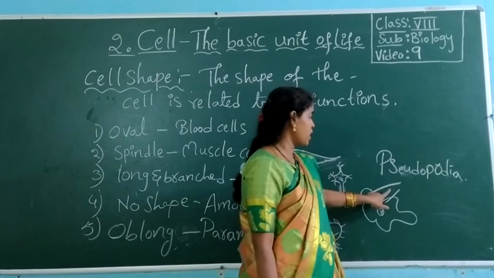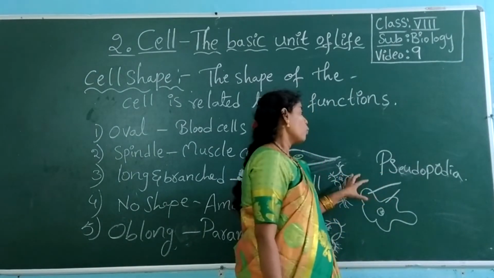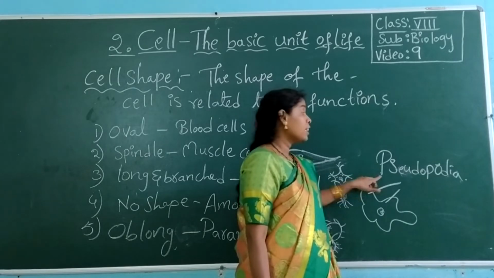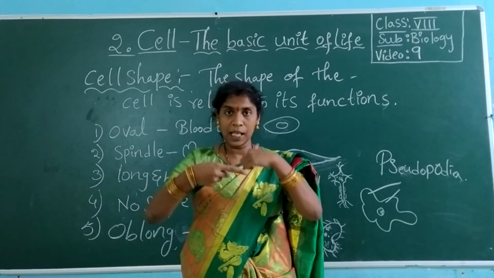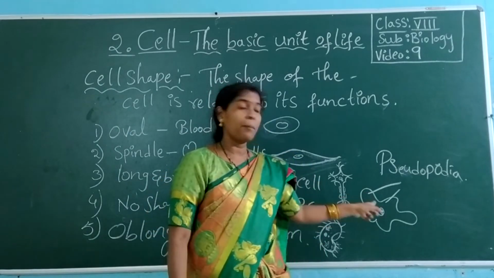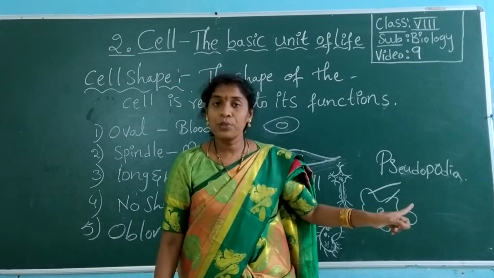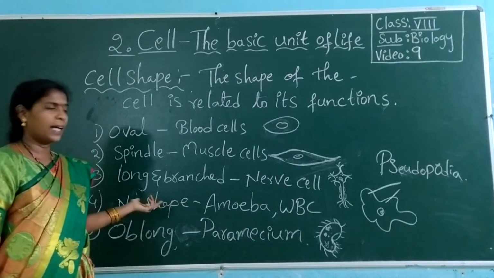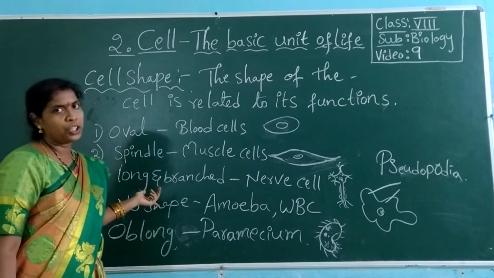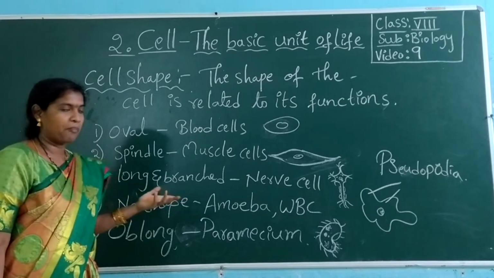So the finger-like projections present here are known as pseudopodia. They help the cell to move from one place to another. When the finger-like projections are changing, the body shape also changes. So the cells which do not have a fixed shape are known as irregular shaped. I wrote "no shape" here, but actually it is known as irregular. There is no particular shape for them.